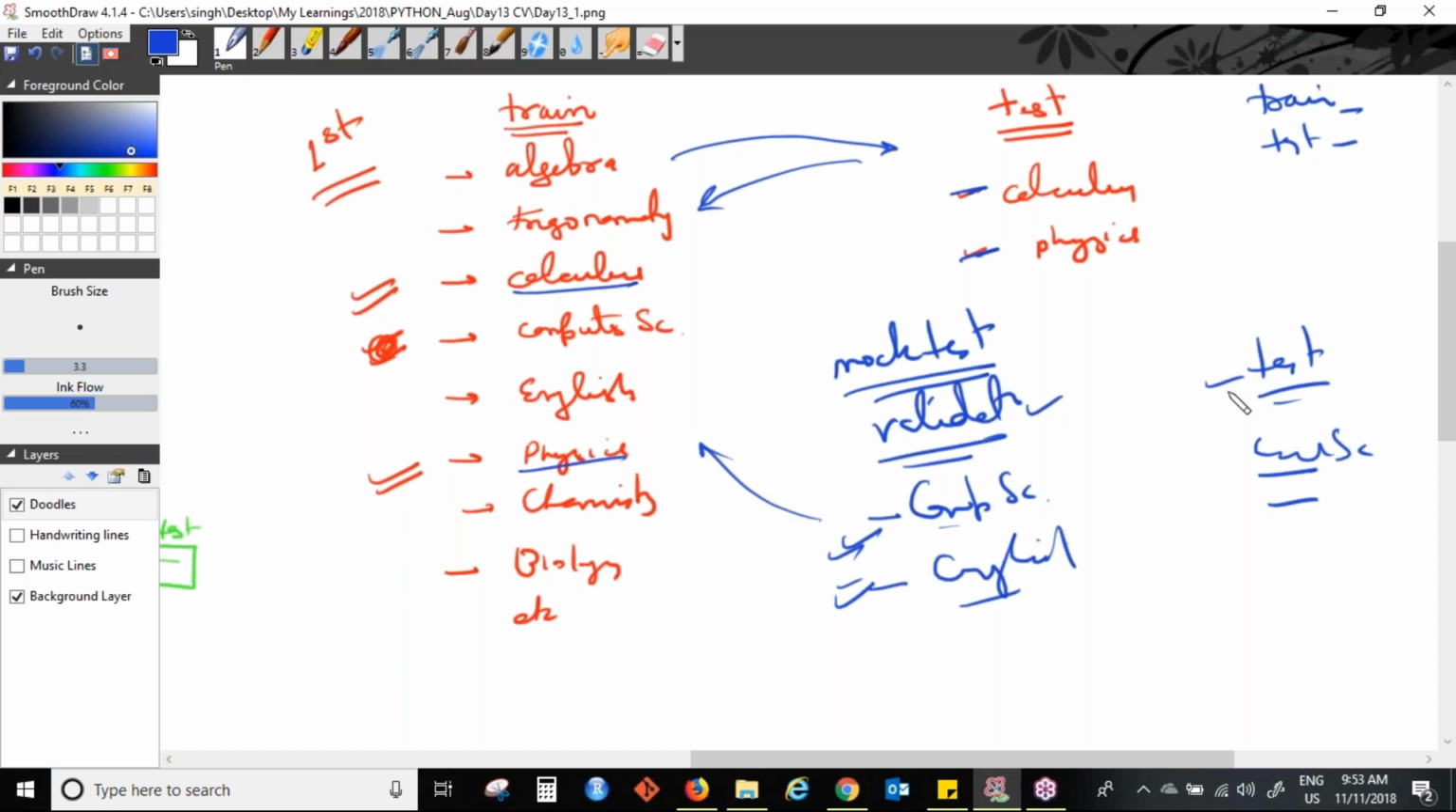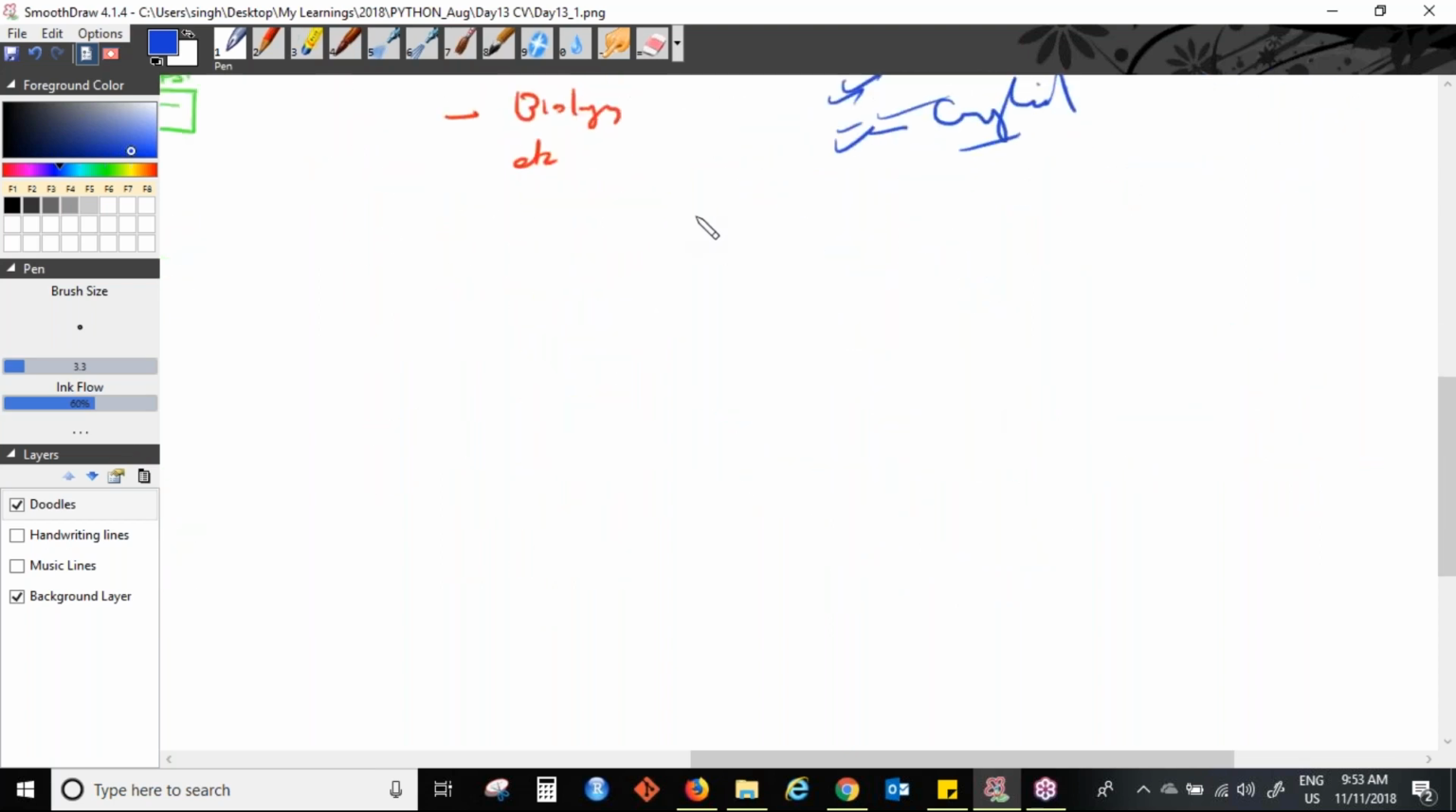Though you have divided into three parts, this is still not the best approach, because you will prepare only for computer science and only for English. You will not prepare for the other subjects, and so you will not perform well on the test data, because your knowledge will be limited to computer science and English, not to other subjects, which is wrong. So what is cross validation, I'll tell you now.